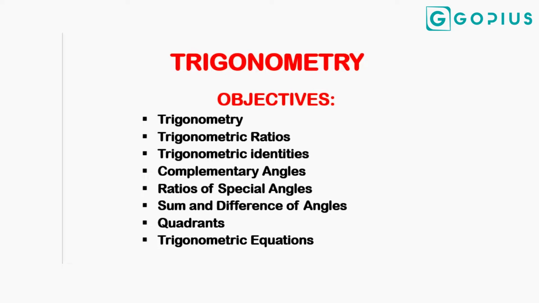Also, I will establish the sum and difference of angles, the formulas we have for sine A plus B, cos A plus B, tan A plus B, and also for the difference: sine A minus B, cos A minus B, and of course tan A minus B. Also, I'll discuss quadrants, which is dividing a circle into 4: first, second, third, and fourth quadrants. We'll look at the ratios of these angles in each quadrant, and finally I'll wrap it up with trigonometric equations.